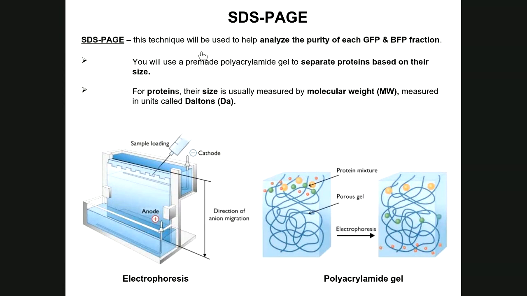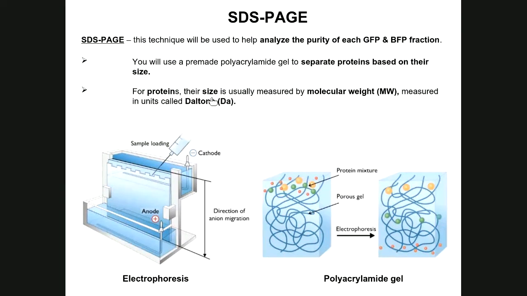Now up here, like I said, SDS-PAGE. This is a technique that will be used to analyze the purity of your GFP and BFP fractions that you would have isolated using size exclusion column chromatography. Now we use a pre-made gel to separate proteins based on their size primarily. Like I said, for a couple of samples it won't just be size, but that's just to show you how shape affects migration.